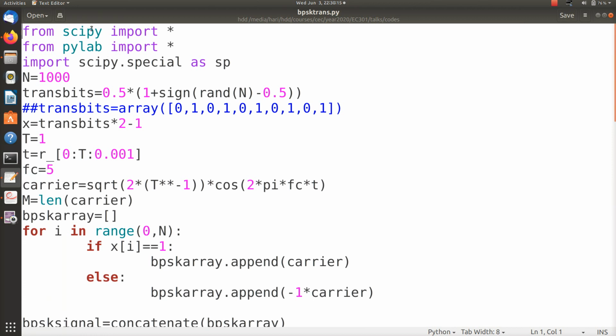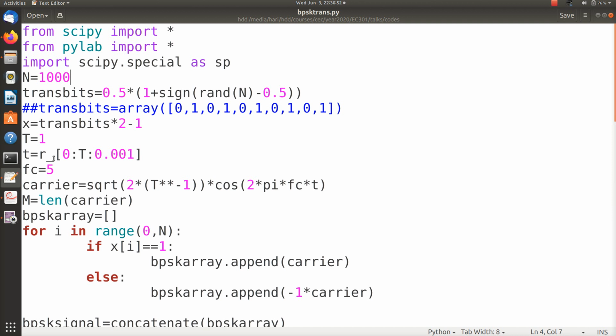Now as usual I import SciPy and PyLab, and I assume that the number of bits is 100. So the transmitted bit is I use sign of rand minus 0.5, plus 1, that makes it a 0-1 signal. Then I make it bipolar: trans bits is a random sequence of zeros and ones, and x is 2 times transmitted bit minus 1. It makes it a bipolar non-return zero signal.